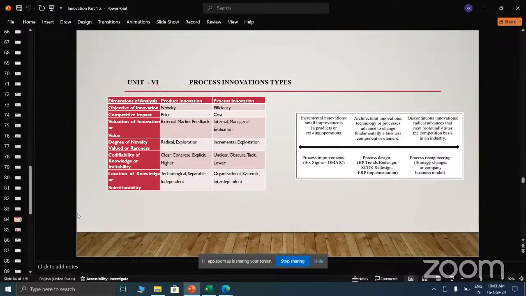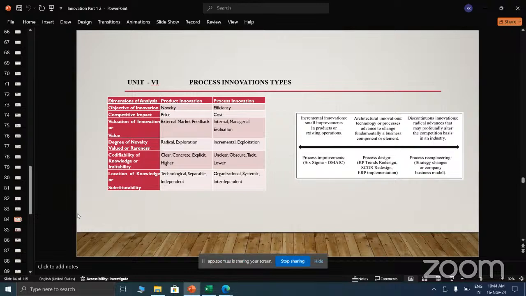Now let's look at the different innovation types. It includes product innovation and process innovation. Under product innovation the objective of innovation is novelty, whereas in process innovation it is efficiency. In the competitive impact, competitive here means competitive over other similar companies. So if the product is reducing on the price, and if it is evaluating on the cost things.